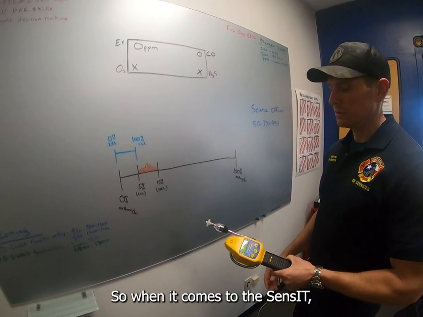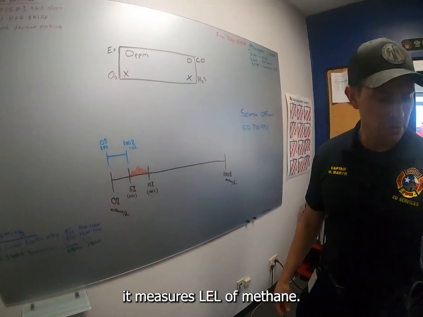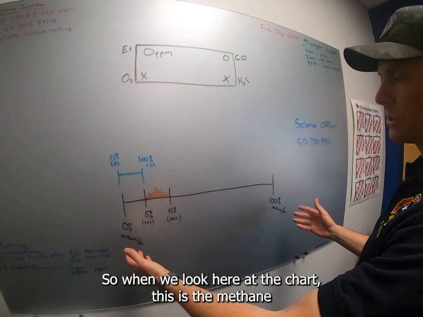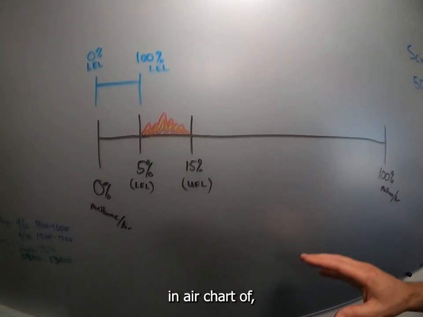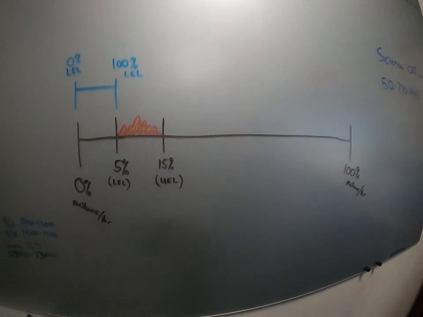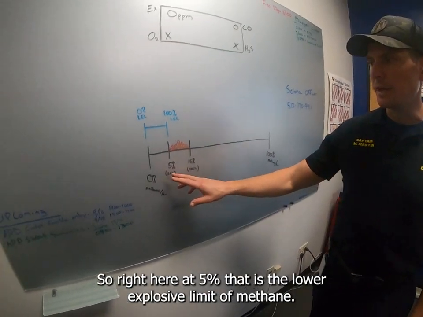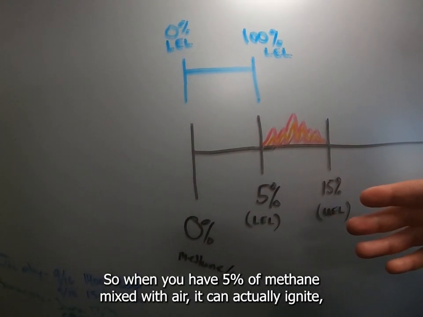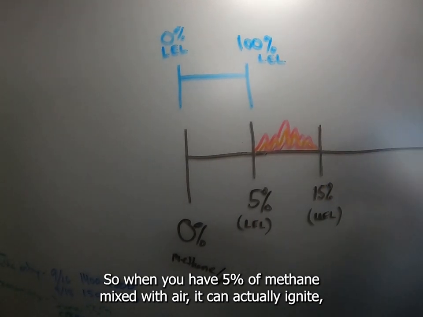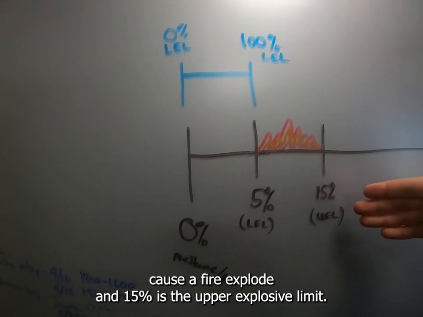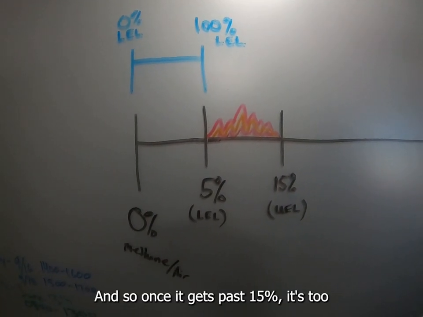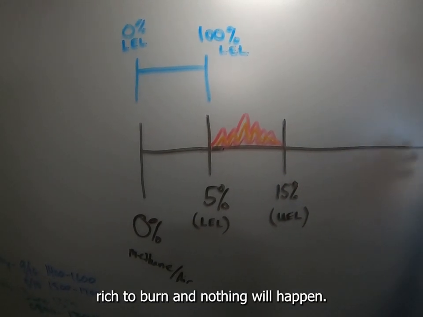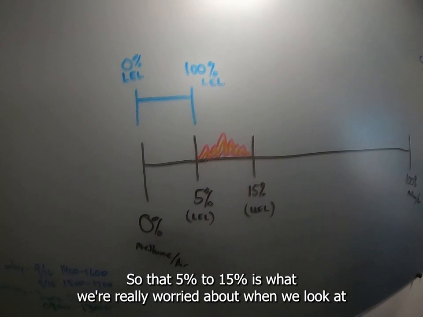So when it comes to the SensIT, it measures LEL of methane, and that's what it's calibrated for. So when we look here at the chart, this is the methane and air chart of the percentages. So right here at 5%, that is the lower explosive limit of methane. So when you have 5% of methane mixed with air, it can actually ignite, cause a fire, explode. And 15% is the upper explosive limit. And so once it gets past 15%, it's too rich to burn and nothing will happen. So that 5 to 15% is what we're really worried about.